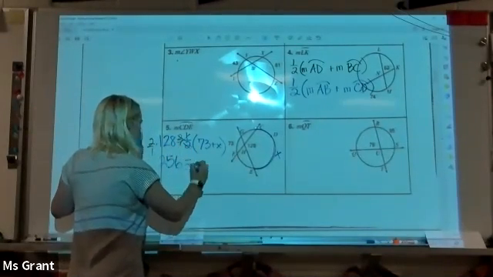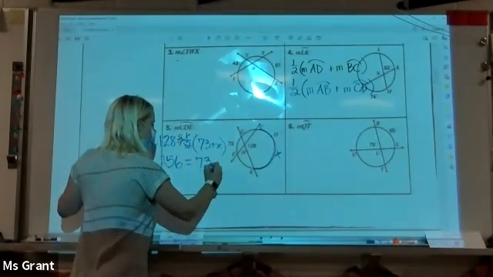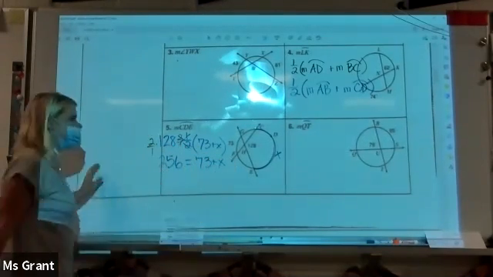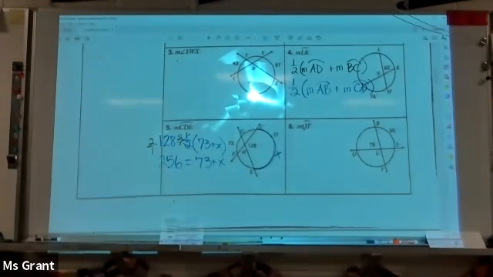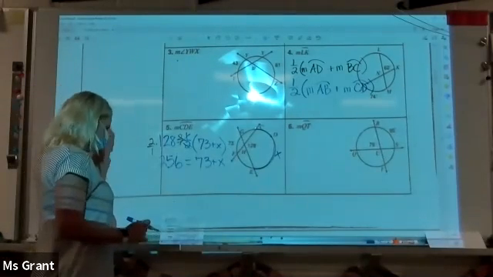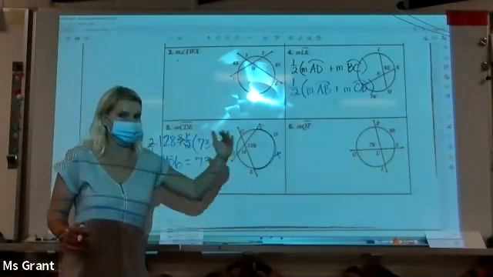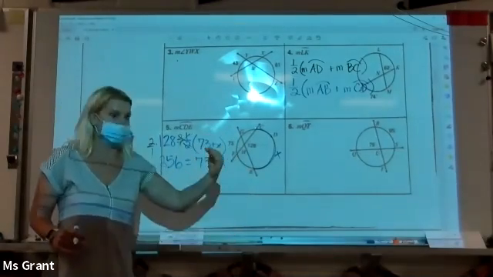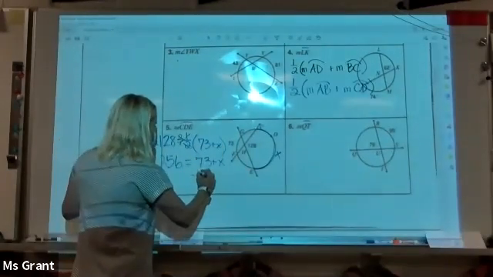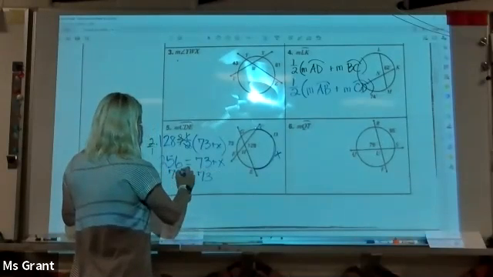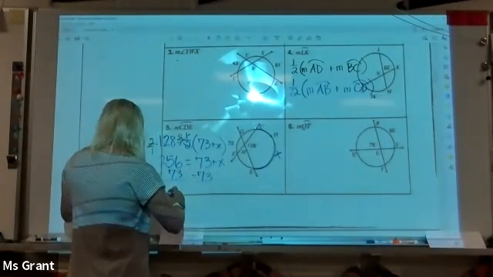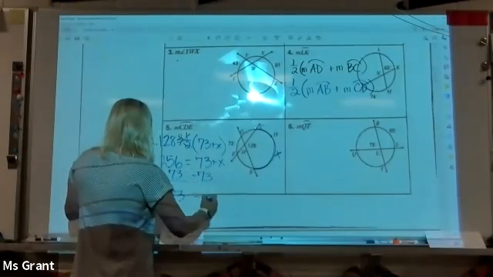128 times 2 is 256. And now I can get rid of my 1/2 and the parentheses. So I'm going to find the arc measure right now, that's what I'm looking for. So subtract 73 from both sides. 183 equals x.